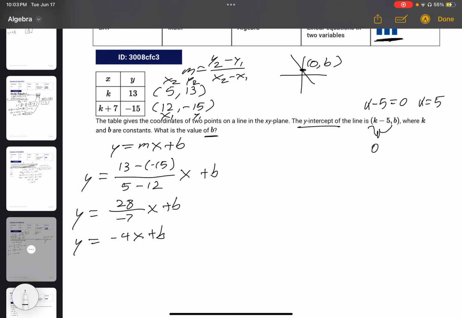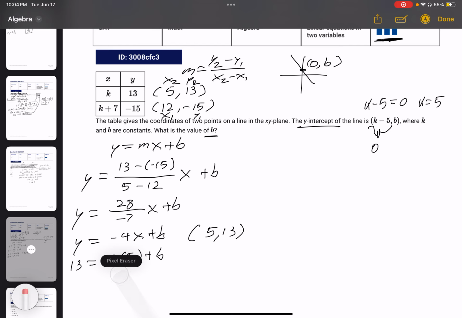So what we need to do now is plug in one of our given points to solve for b. Because if we plug in for y and x, all we're left with are constants, and we can solve for b. So I'm going to choose to plug in 5, 13. Smaller numbers, easier to deal with. So we have 13 is equal to negative 4 times 5 plus b.